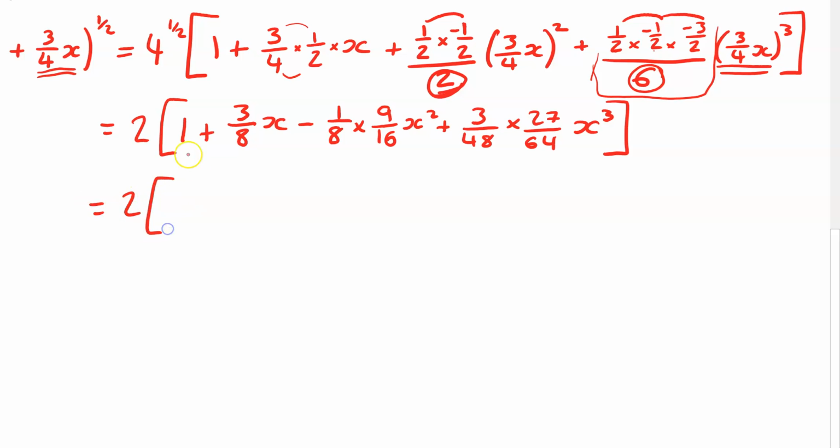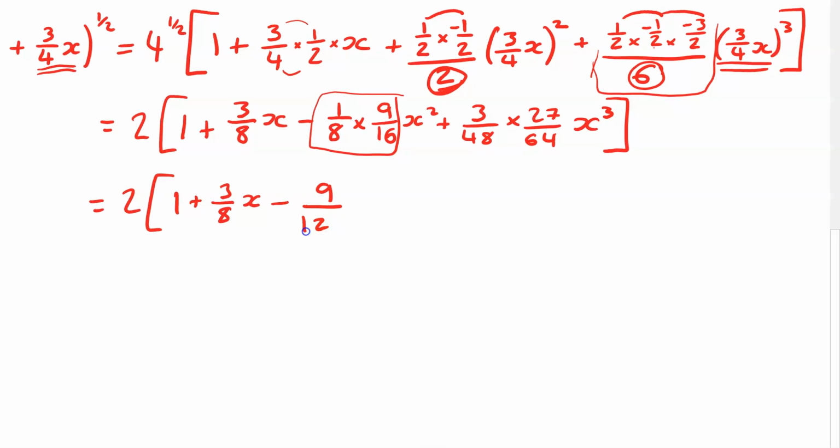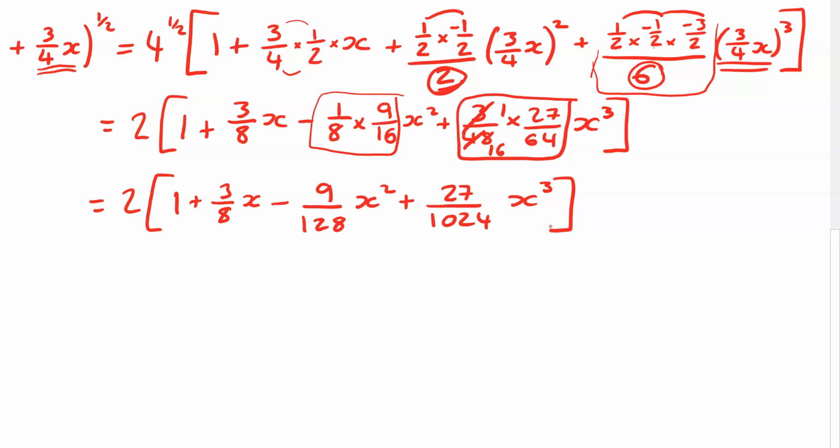So tidy up further. So 1 stays as it is. The 3/8 x stays as it is. This here, can I cancel anything out? No, so that's 9 over 128 x squared. Plus, then tidy up this. What can I cancel? Not a lot. Oh, I can do 3's. This and this make 1/16. And that's about it, I believe. So it's going to be 27. You've got calculators for this. Well, 64 times 16 is 1024 x cubed. Okay, so I've tidied up the inside of the expansion as much as I can.